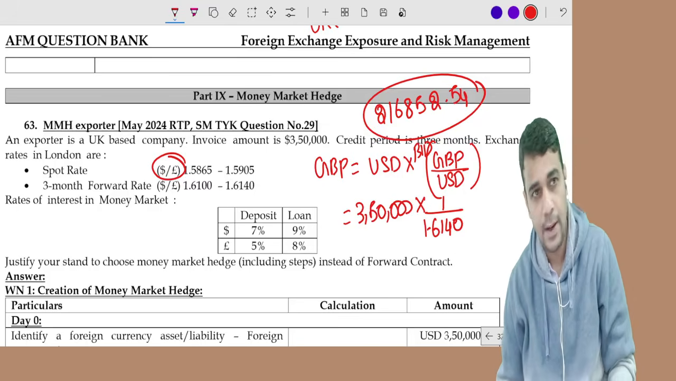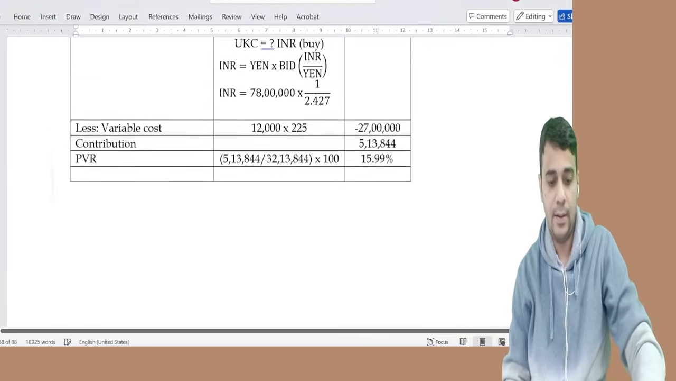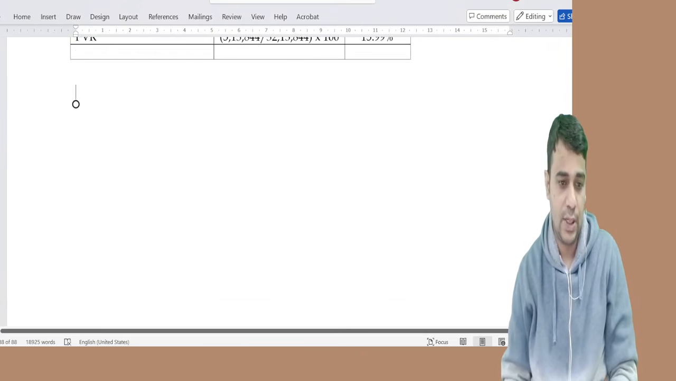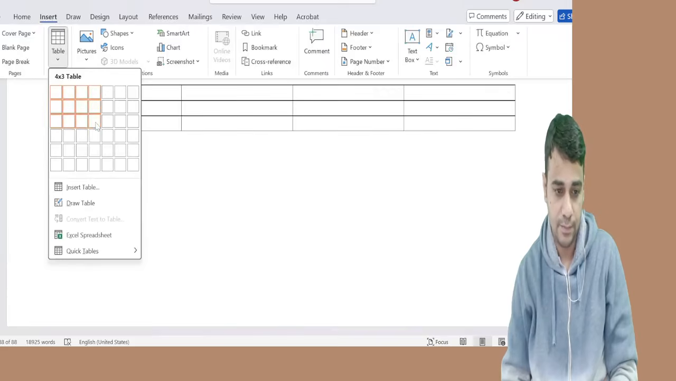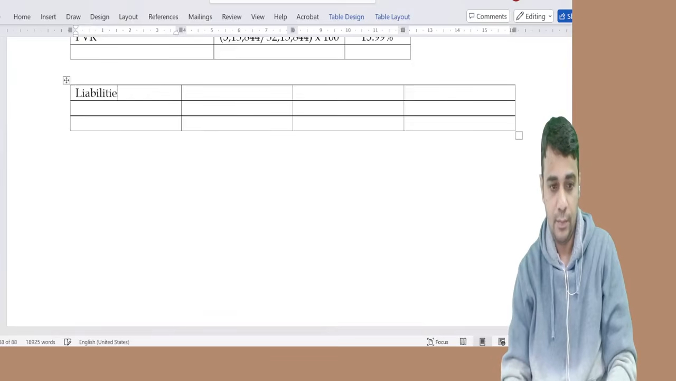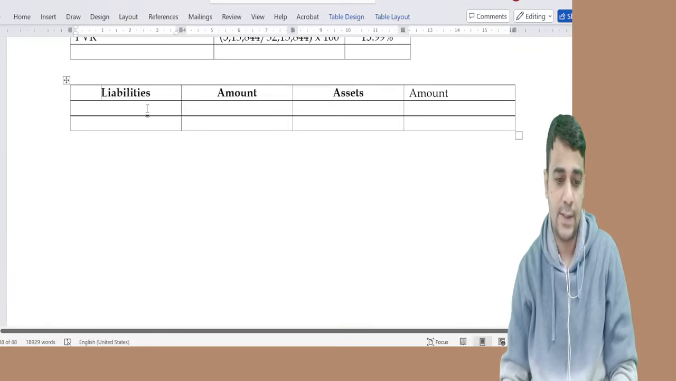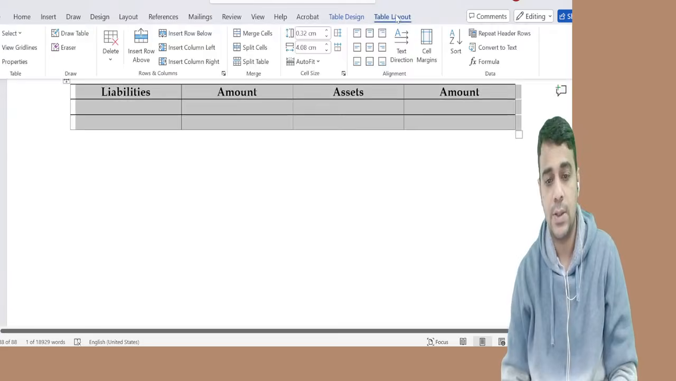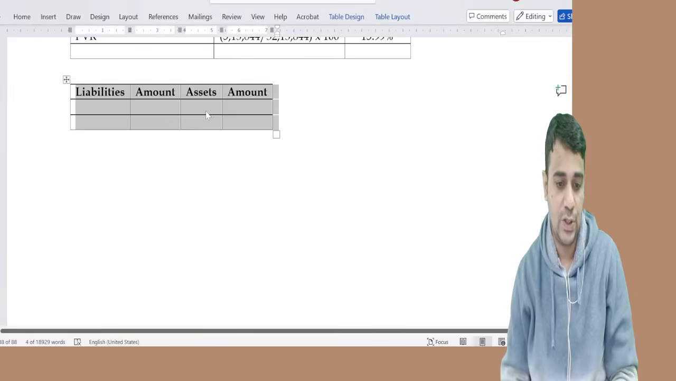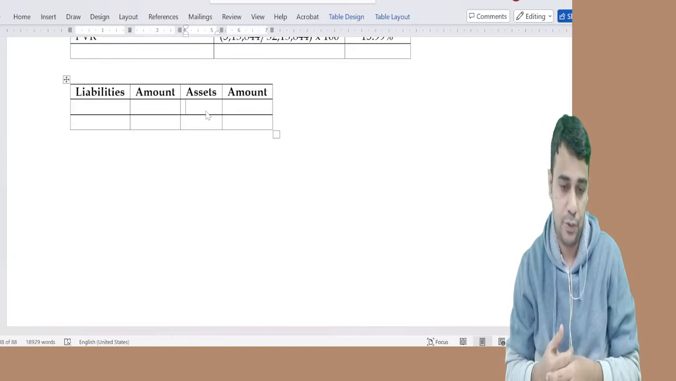Now let's get into money market hedge, which is a new thing for us. Open a balance sheet. Money market hedge, we'll do it through a balance sheet, and then I'll show you the steps. Liabilities amount, assets amount. I'll first explain through the balance sheet format. In exam, you can present the balance sheet if you wish and then explain the steps quickly, or directly do the steps. That's up to you.